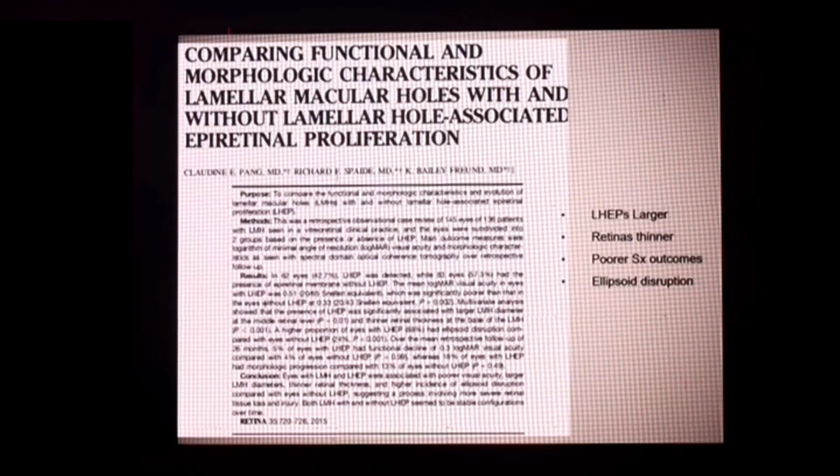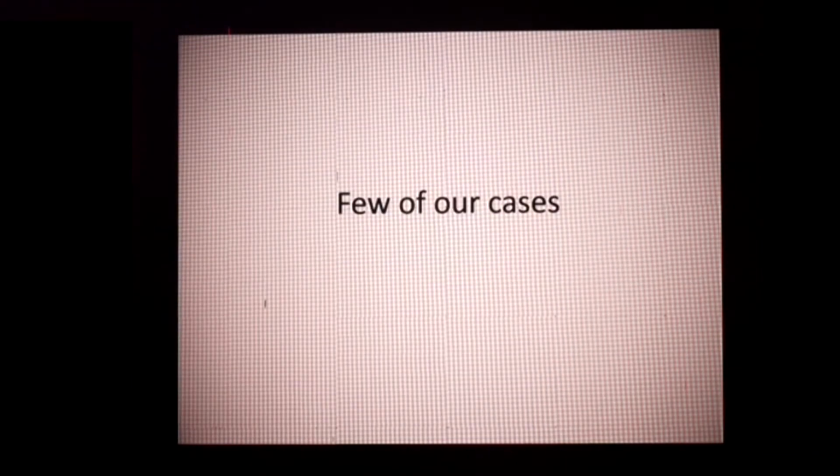And this is a study which compared functional and morphological characteristics of lamellar macular holes with and without lamellar hole associated epiretinal proliferation, that is LHEP, and they found that the prognosis or outcomes in the LHEP associated lamellar holes was not as good as the ones without. Let us see a few of our own cases.